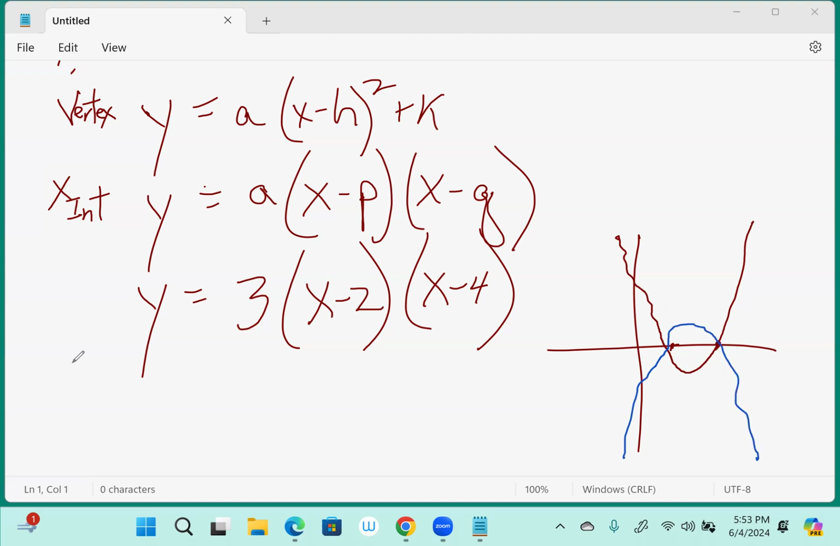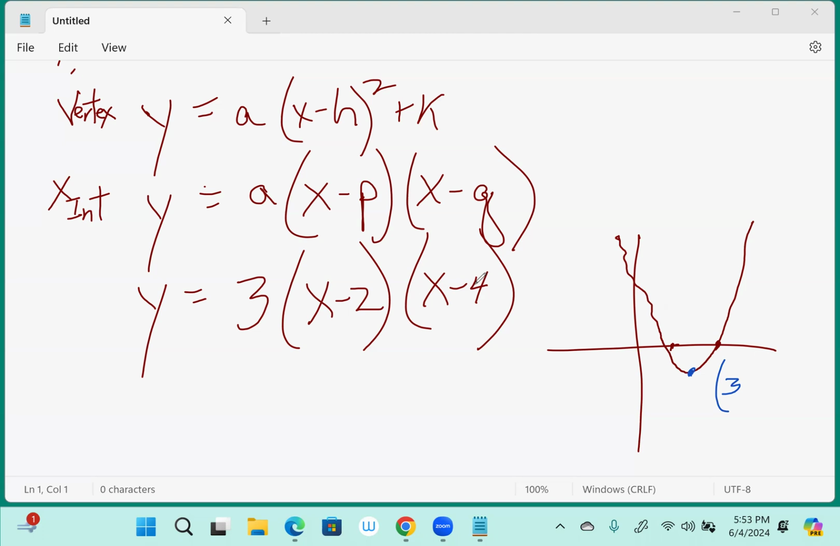Okay, so pretty easy. Positive opens up, negative opens down. Very straightforward, right? And now we know that this is 3 because it's halfway between 2 and 4. So the way you find the x coordinate of the vertex is you add the two x-intercepts together and divide by 2. So 2 plus 4 is 6, divide by 2, 3.